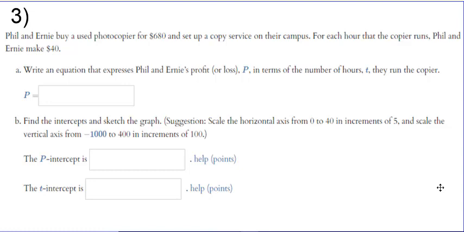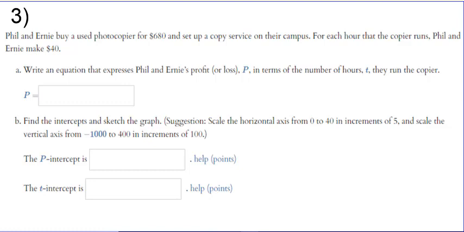Section 1.1, Part 2. Phil and Ernie buy a used photocopier for $680 and set up a copy service on their campus. For each hour that the copier runs, Phil and Ernie make $40. Write an equation that expresses Phil and Ernie's profits or losses, P, the output, in terms of the number of hours, T, the input, they would run the copier.